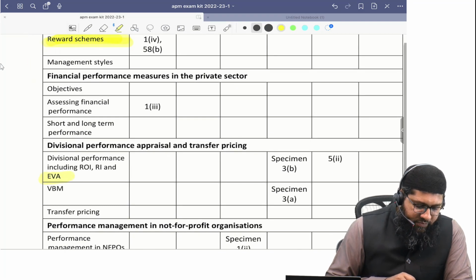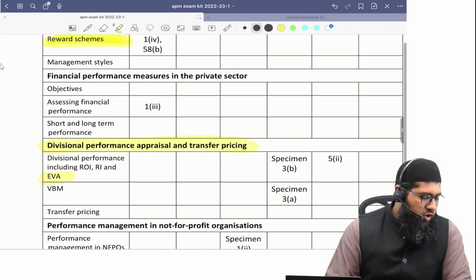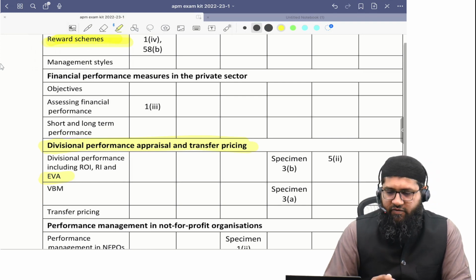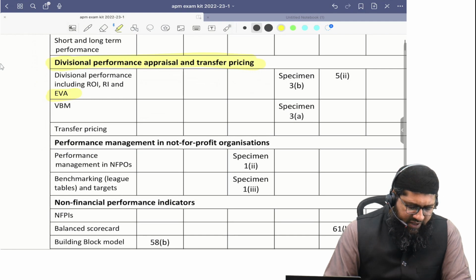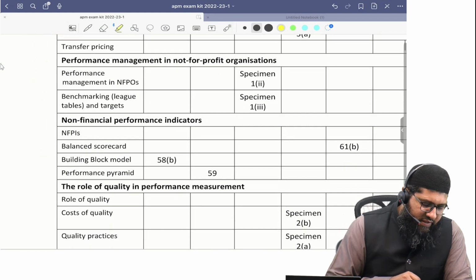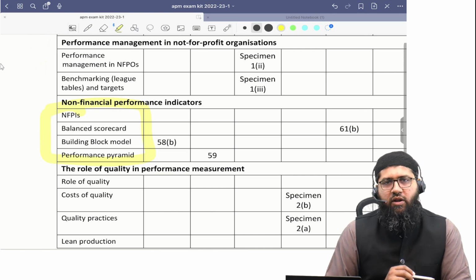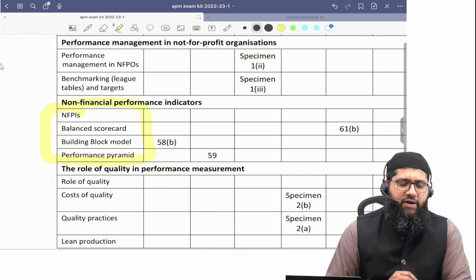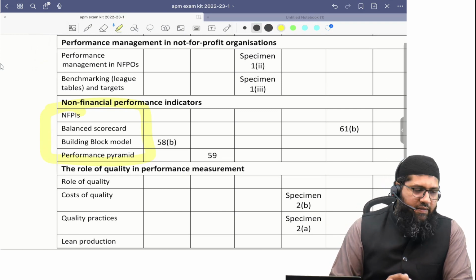The EVA, no matter what happens, this specific area is an area on which no one should ever take a risk. You should always be prepared for this specific area. Not-for-profit organization, again, occasionally they do test. These are the very key models. You should have a very good grip over these models of not-for-profit, non-financial performance indicators, balanced scorecard, building block model, performance pyramid.